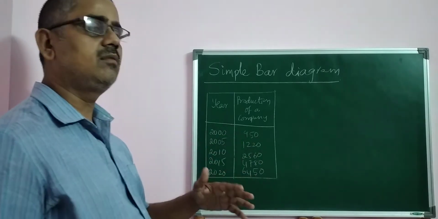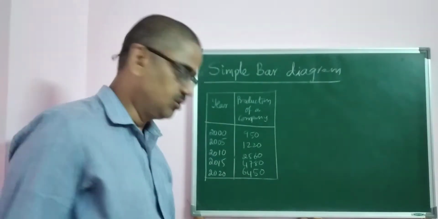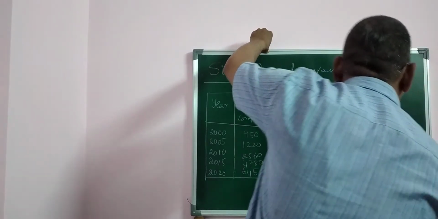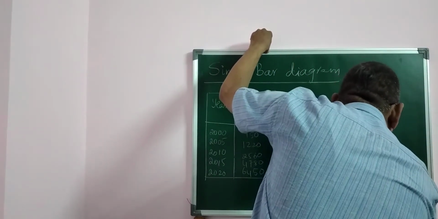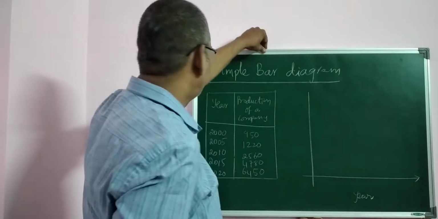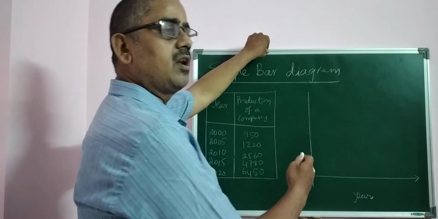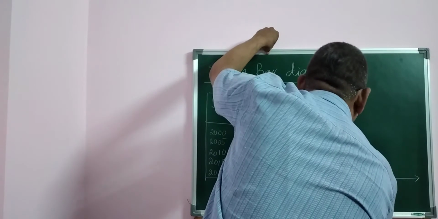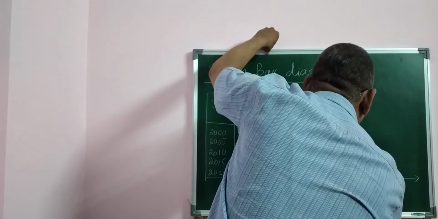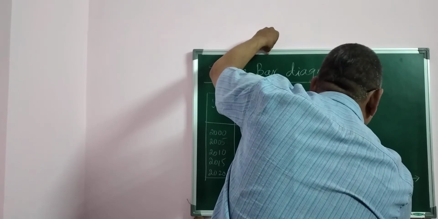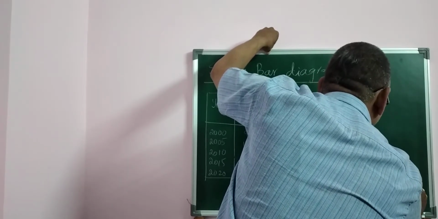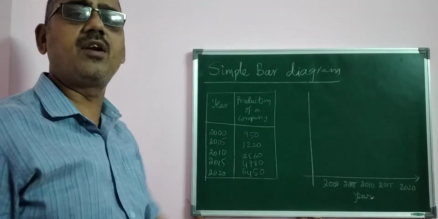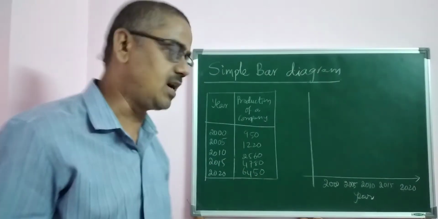So we can construct either horizontally or vertically. I am constructing in one such particular fashion here. If you consider here on x-axis, then we can simply represent while taking one particular centimeter and leaving another particular centimeter, etc. So there is no particular barrier. This is 2000, this is 2005, 2010, 2015 and 2020. These are the years, the time periods I have represented on x-axis.